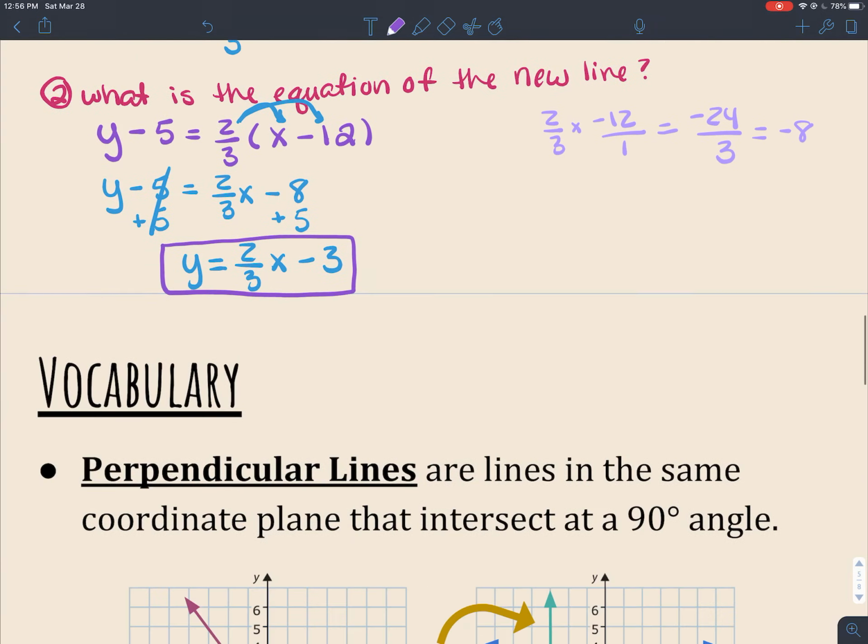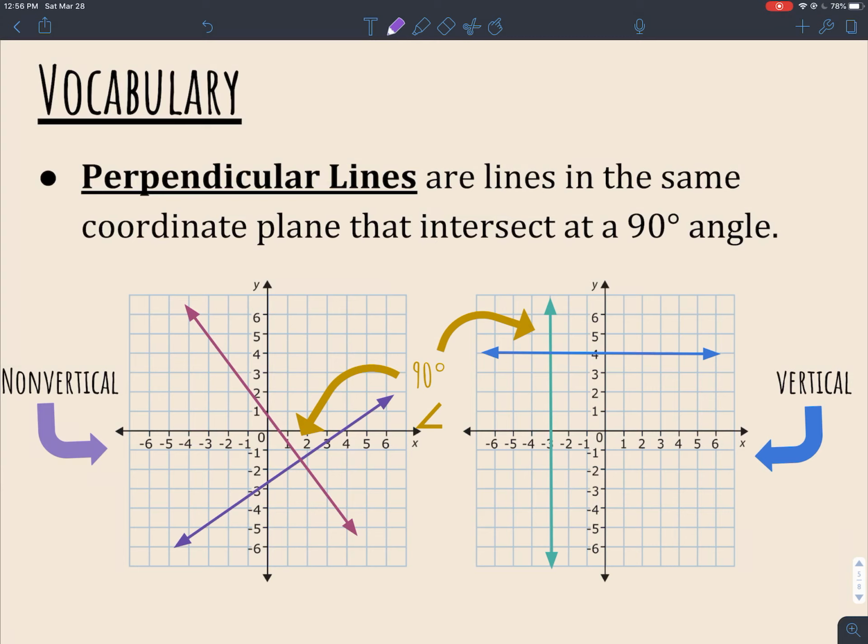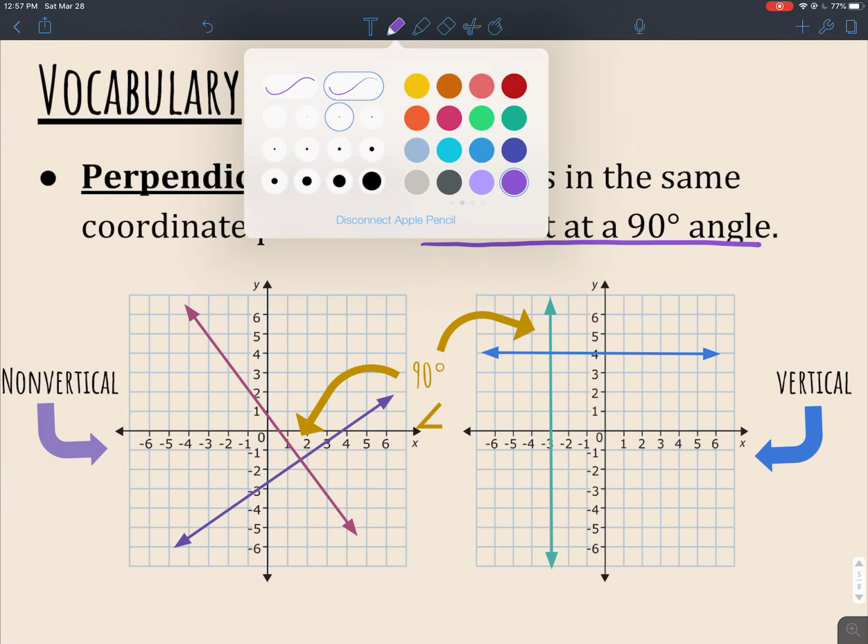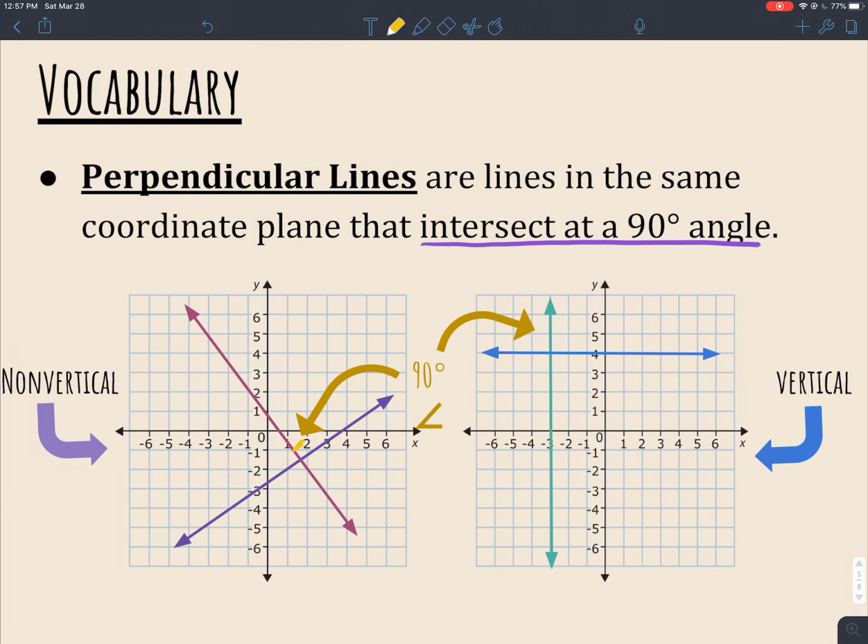Perpendicular lines are kind of the opposite of parallel lines. They're two lines in the coordinate plane, just as before, but instead of having the same slope, they're going to have different slopes. What's really key about perpendicular lines is that they are intersecting at a 90-degree angle. In the diagrams I have, there is a 90-degree angle with the purple and pink line, and there's a 90-degree angle with the green and blue line.